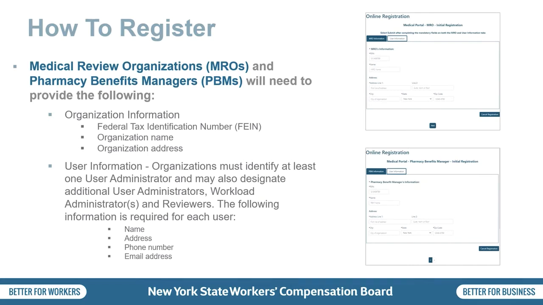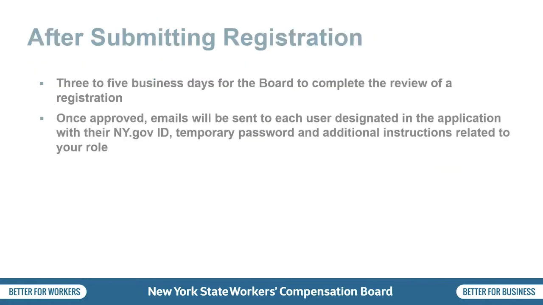User information. As part of the registration process, organizations must identify at least one user administrator and may also designate additional user administrators, workload administrators, and reviewers. This will be detailed shortly, but information required for each user includes name, address, phone number, and email address.